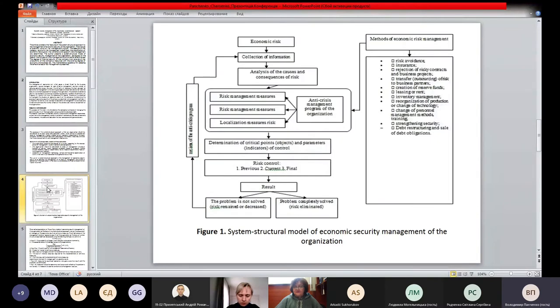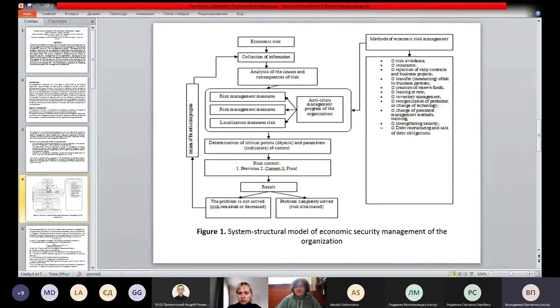The economic security management of the organization should be primarily staff-oriented. The second feature of successful management of economic security of the organization is its interaction with consumers. The third component of management of the economic security of the organization is the use of modern management tools.